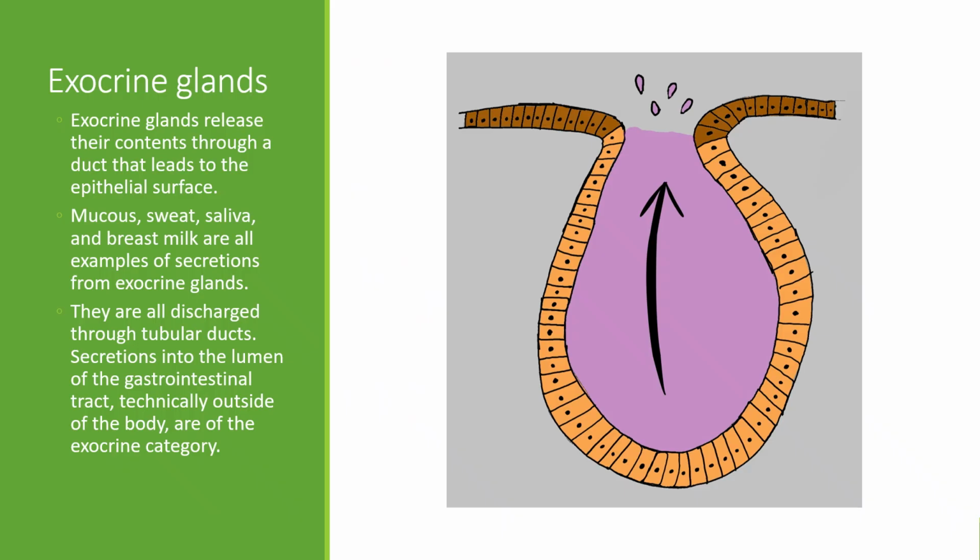Exocrine glands, on the other hand, are going to make their product and then send that product up a tube, and it's going to be excreted out to the surface. So mucus, sweat, saliva, breast milk, these are all examples of secretions from exocrine glands.